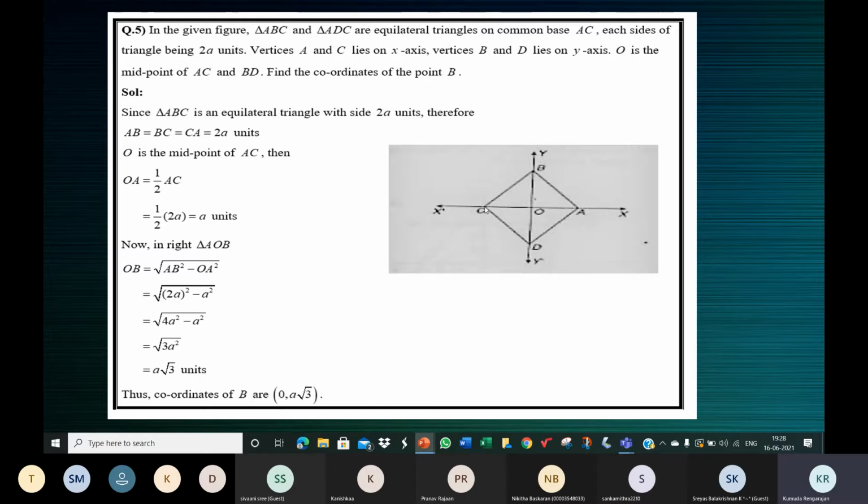and the coordinates of C will be minus A, because it's on the negative side. From the origin only we count. So it's at a distance of A units from the origin, from here to here. So minus A comma 0. So the coordinates of O are 0 comma 0, A is A comma 0, C is minus A comma 0, D is 0 comma minus root 3A, and B is 0 comma root 3A.